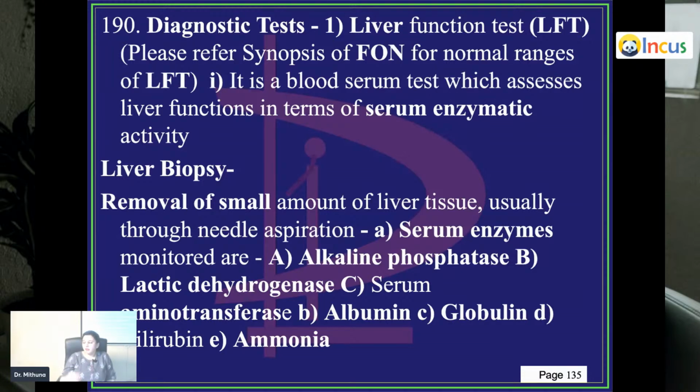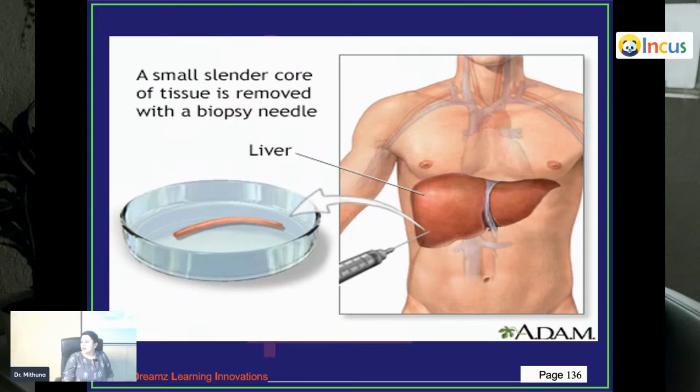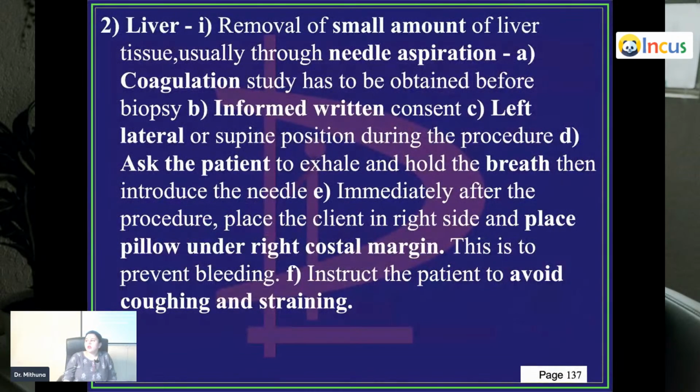With all this, what are you actually monitoring? What are you doing in LFT? You're checking for serum enzymes like alkaline phosphatase, lactic dehydrogenase, aminotransferases, albumin, globulin, bilirubin, ammonia. All these things you're checking in the LFT. So this is the thing which we do for liver biopsy. You're passing this needle into the liver, and a small piece is being aspirated. This is the liver biopsy needle. Send that for testing. So removal of a small amount of liver tissue, usually through needle aspiration.